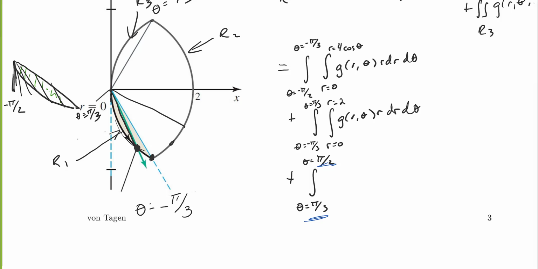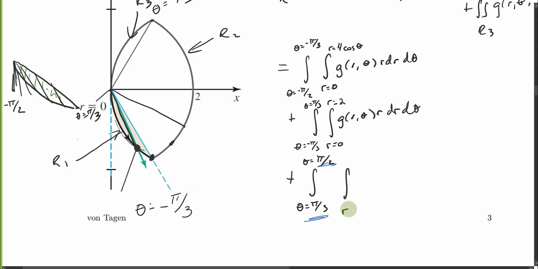And the radial arms, again, for this, start off at r equals 0 and stop at r equals 4 times the cosine of theta. Because, for example, this piece right here, I stopped when I hit this curve right here, which is the curve r equals 4 cosine theta. G of r comma theta, r dr d theta.